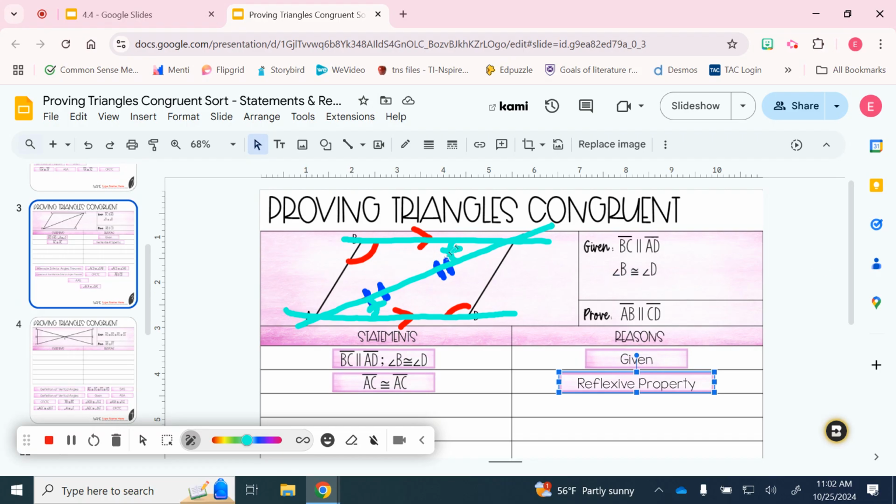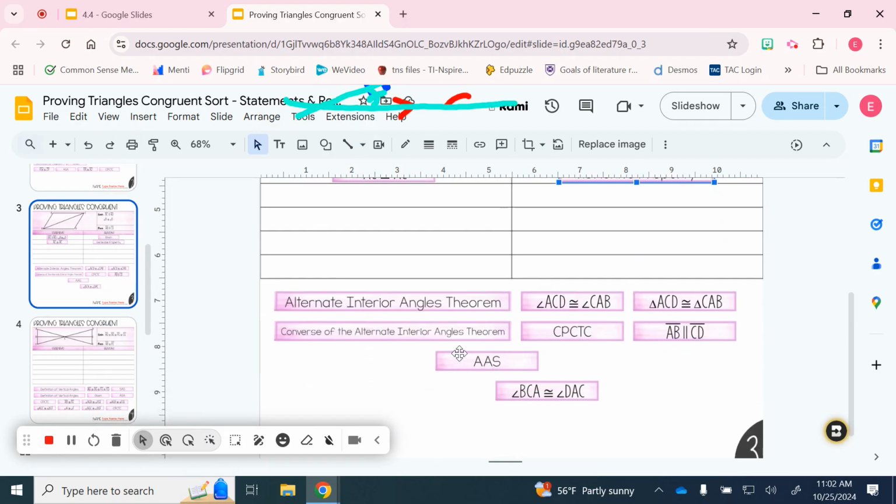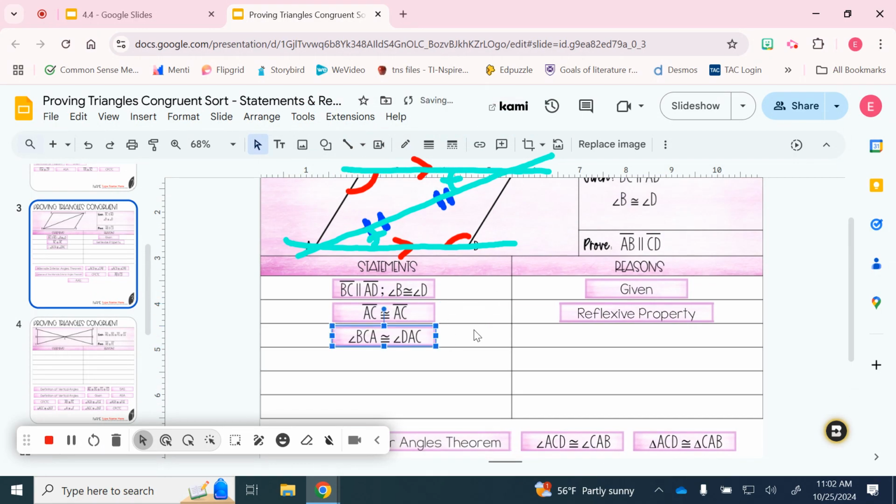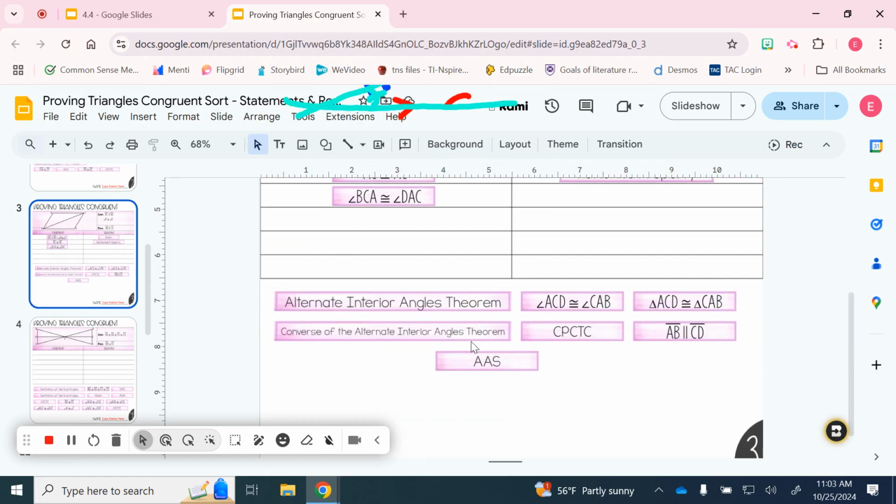So I know that angle BCA or ACB is going to be congruent with CAD, or we can rename it DAC. So in this case, it looks like it's this one, BCA, and then DAC. And why are these two congruent to each other? Not yet, we're not proving the triangles. Alternate interior, yes, very good. So alternate interior angles theorem. So that goes right there.